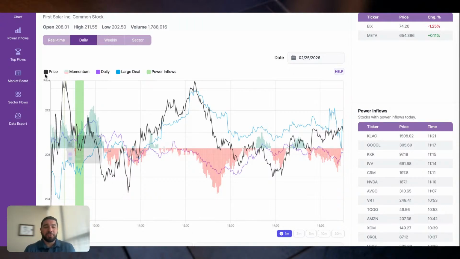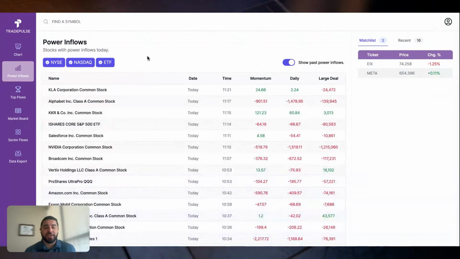So you'll see on the left-hand side here on our platform, we have a section for our power inflows. If you were to click on that, you'll see a list of all the different power inflows that have come in today. So if you were to sign up for our platform and you wanted to see which ones are generating that order flow shift, you'd be able to see them all right here and see how they're performing relative to that order flow shift. But really just wanted to point out that one example. Thought it'd be really cool to illustrate how you can best take advantage of our platform.